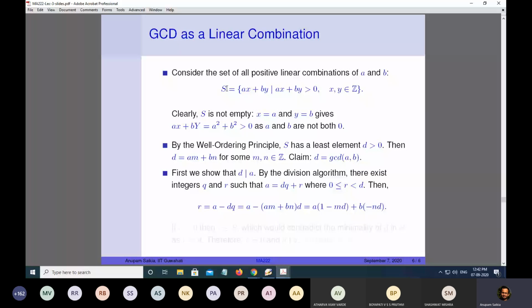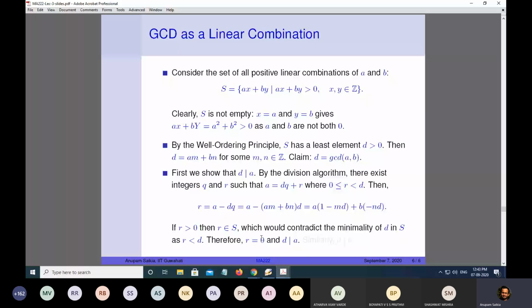Okay, so maybe it is not positive. But if it is positive, then I will be in trouble because I picked the least element. Now I am finding another element which is in S, so it will contradict the minimality of D in S. So that shows that this remainder is 0 and D divides A.